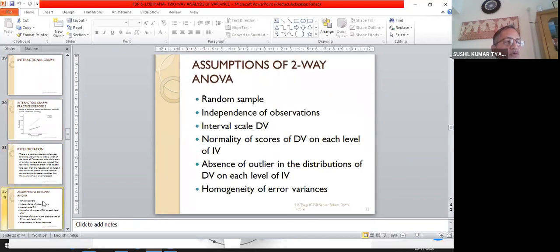Now I come to, it is already 4, I come to the assumptions of two-way ANOVA. The assumptions are the same: random sample, independence of observation, interval scale, normality, outlier, homogeneity of error variance. Almost the same. I will show you how to do homogeneity of error variance here.